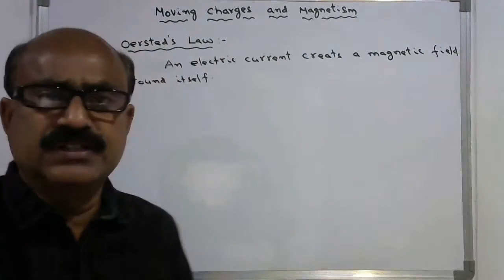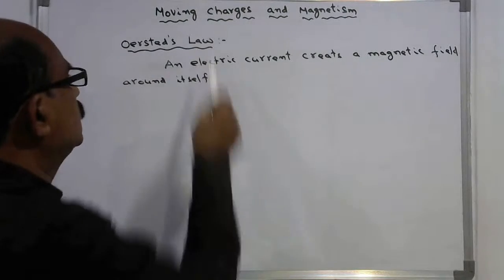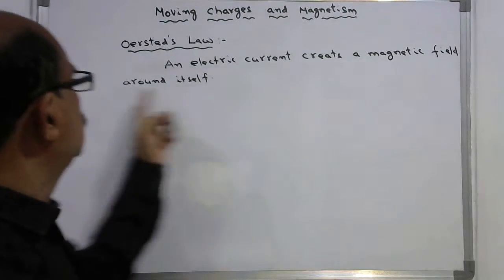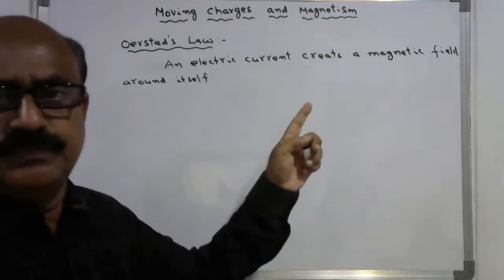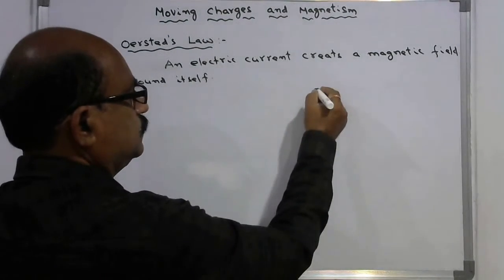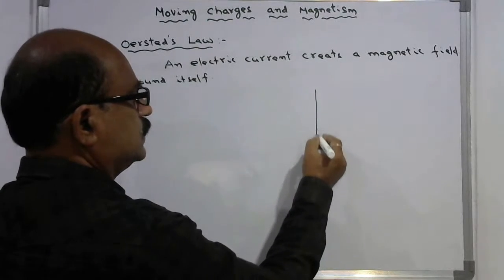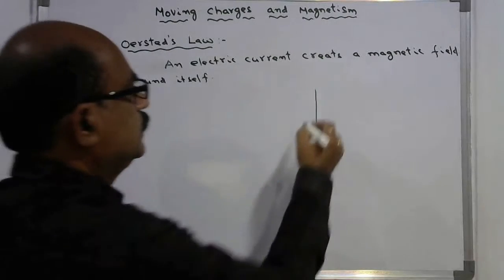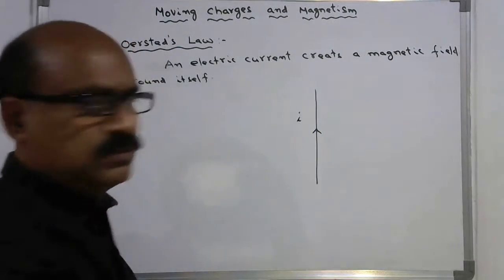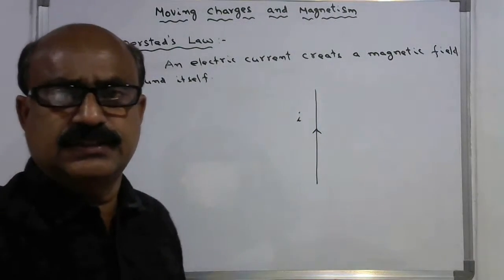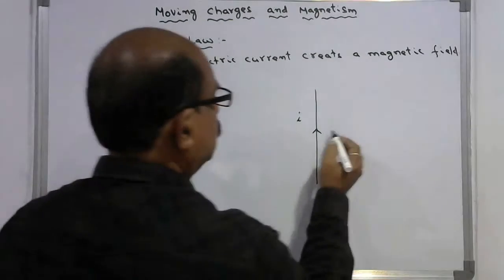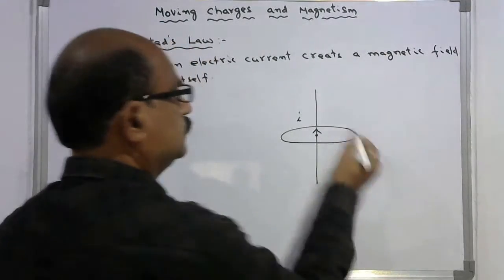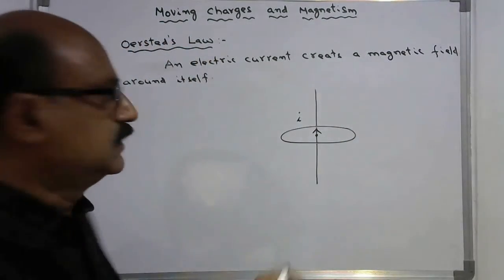That is why it is called Oersted's law. So what is Oersted's law? An electric current creates a magnetic field around itself. Suppose this is a current-carrying conductor, and if current I is passing through the conductor, then a magnetic field will be produced around the current-carrying conductor.